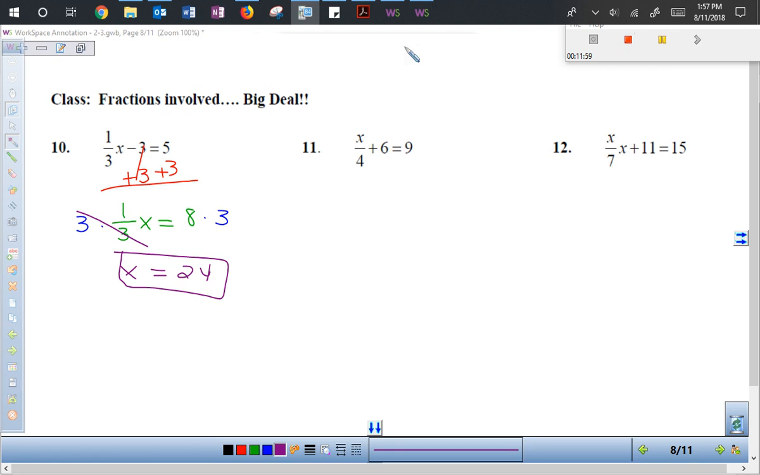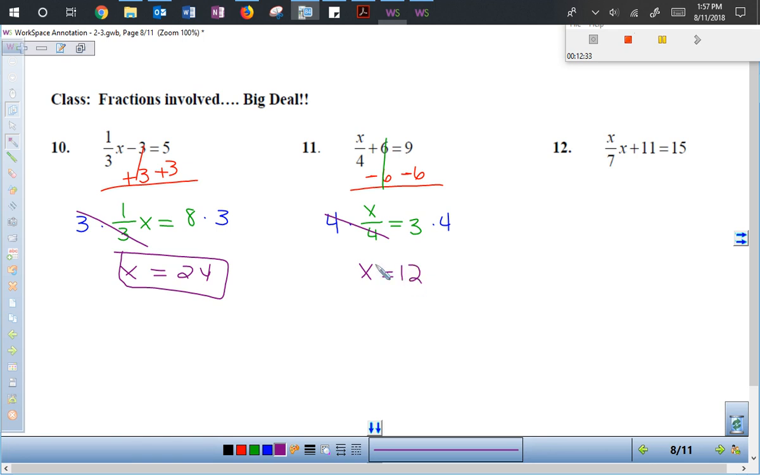Number 11, x over 4 plus 6 equals 9. So first, I want to get rid of this plus 6, so I'm going to subtract 6 from each side. On the left side, the plus 6 and the minus 6 cancel out and leave me with x over 4. On the right side, 9 minus 6 is 3. Now, to get the x by itself, I want to get rid of this divided by 4, so I'm going to multiply each side by 4, which will cancel that out, and x equals 12.